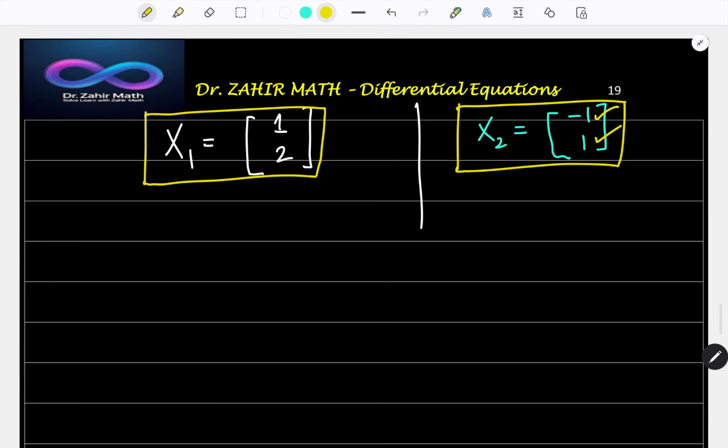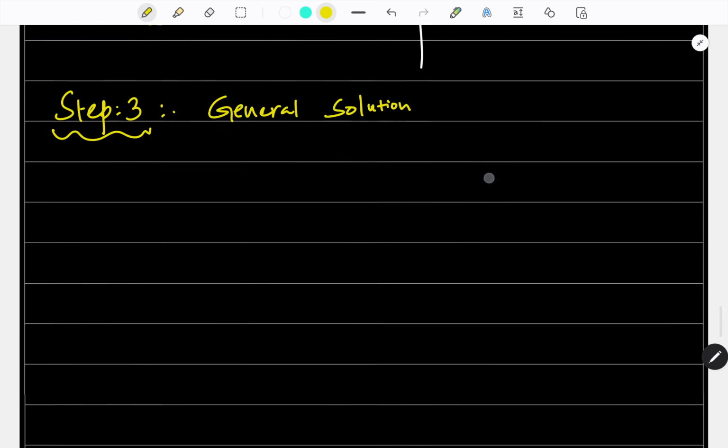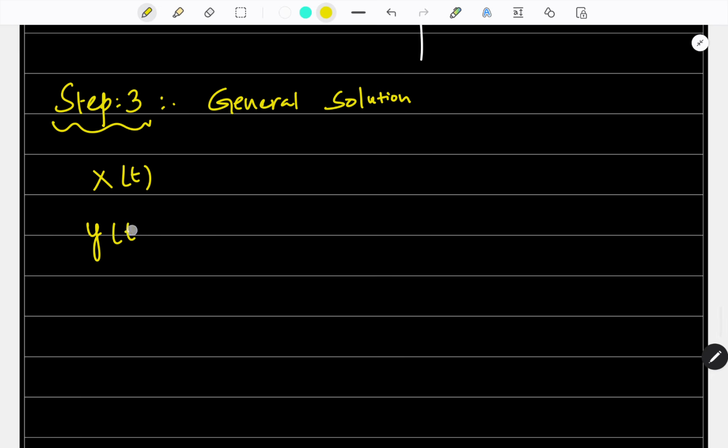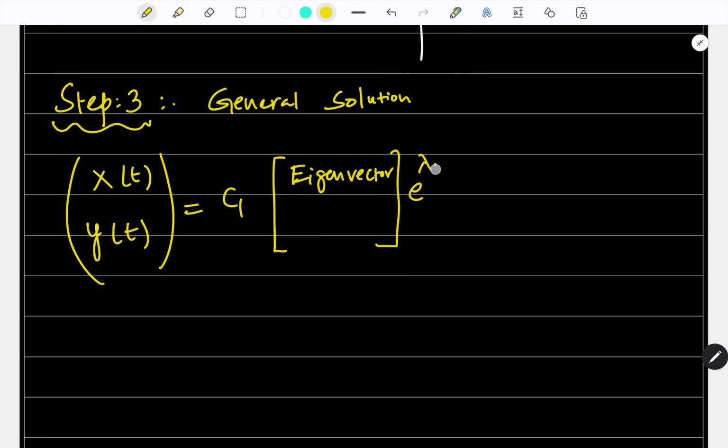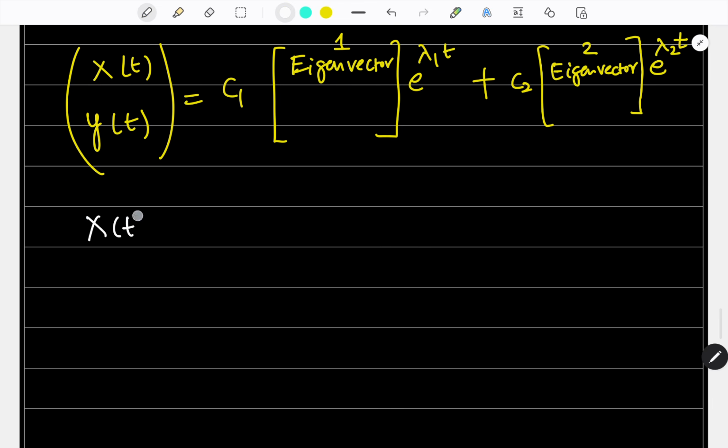Now we are going to write the solution, which is step number 3. So what is step number 3? Step number 3 is you are going to write the general solution. So what is the formula for general solution? I gave you in the first steps. X of t, y of t, right, is equal to C1 times first eigenvector, e to the power of lambda 1t plus C2 times second eigenvector, e to the power of lambda 2t, right. So this equals x of t and y of t, which is a matrix model.